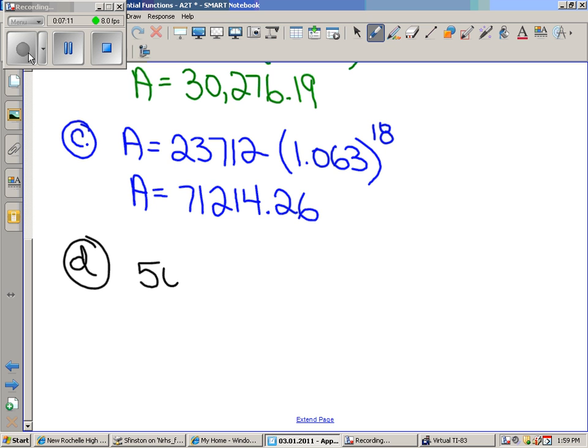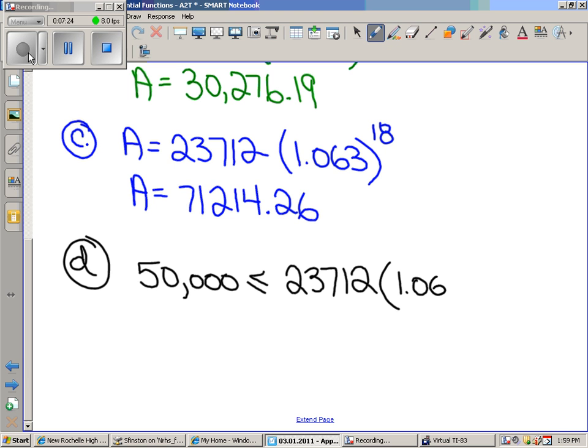Let me start over again. $50,000. It's got to be at least $50,000, so let's change this up. 50,000 equals 23,712 times 1.063 raised to the t. And we're going to try and figure out the time.